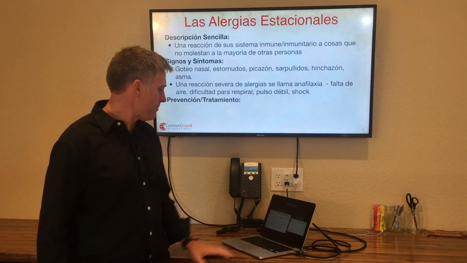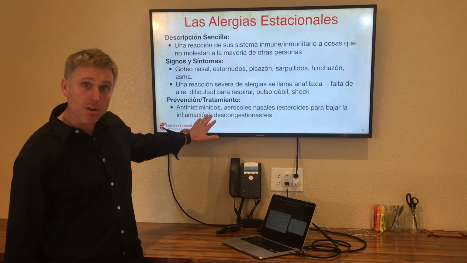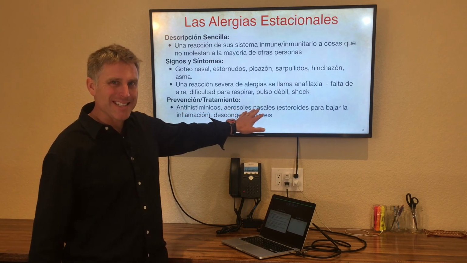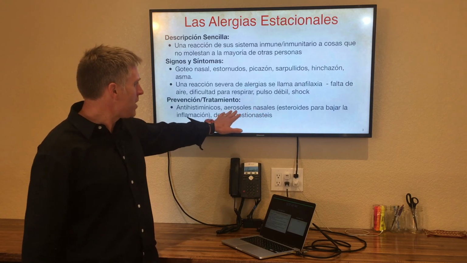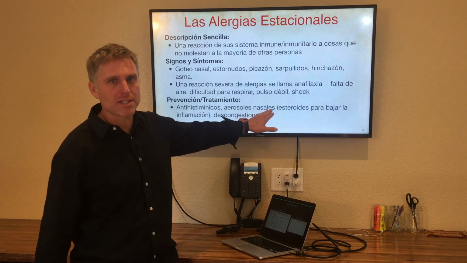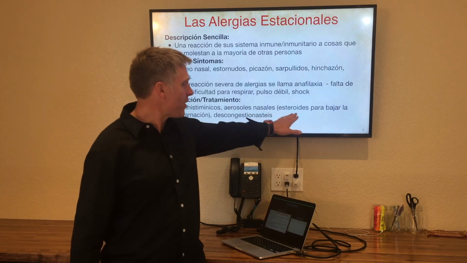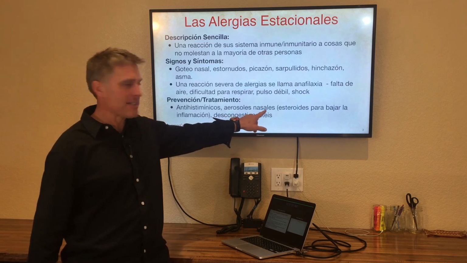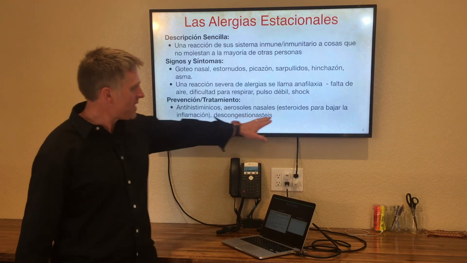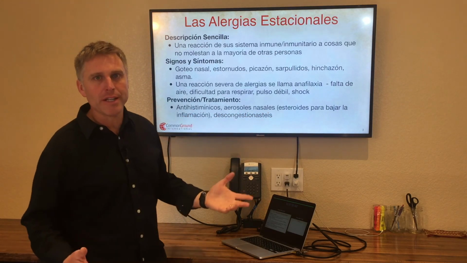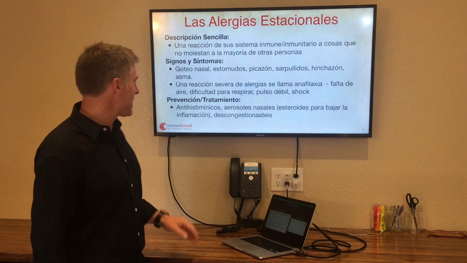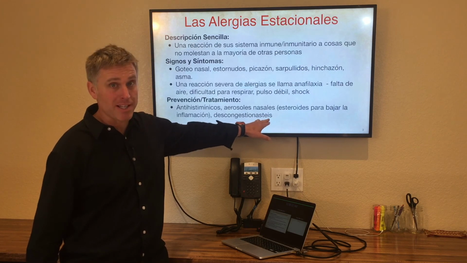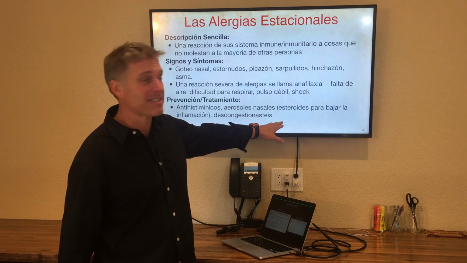Prevención, tratamiento. So, antihistamínicos, aerosoles nasales, esteroides para bajar la inflamación, corticoesteroides para bajar la inflamación nasal, y descongestionantes. Okay, muy bien.